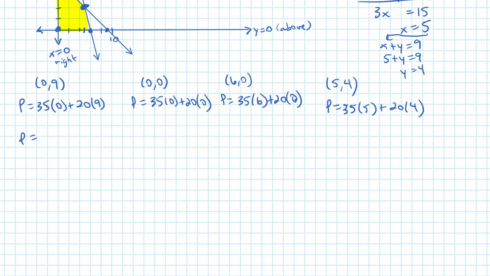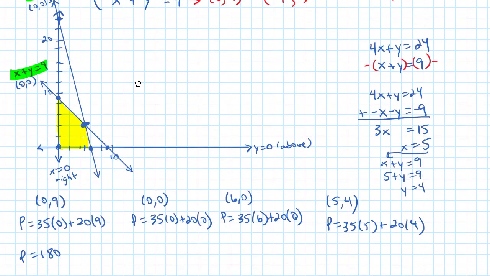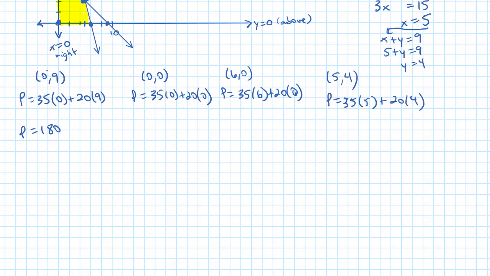So 0 times 35 is 0, 20 times 9 is 180. So that means, remember what x and y represent. These ordered pairs are x and y. X is the number of small gears, y is the number of large gears. So if they manufacture 0 small gears and 9 large gears, the profit will be $180. If we manufacture 0 of each, the profit will be 0. If we manufacture 6 small and 0 large, that's $210. So this is our highest profit so far.